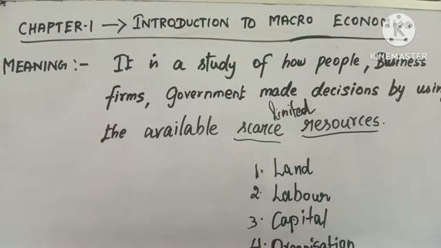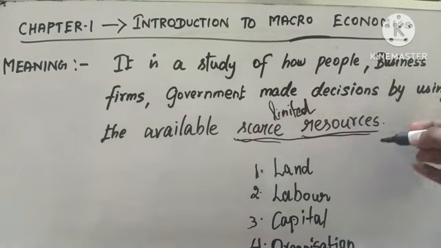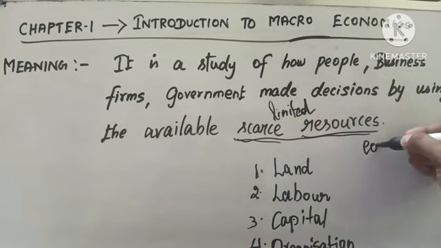For example, if a person wants to buy a car, once his want gets satisfied, then he wants another one. So human wants are unlimited, but we have limited resources. Money is the best example for scarce resources.